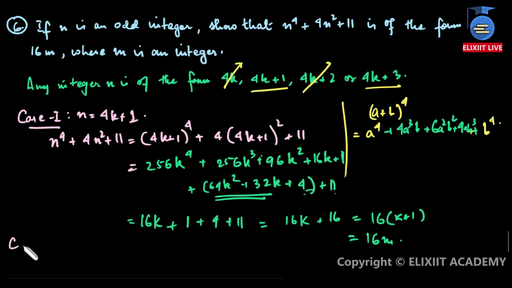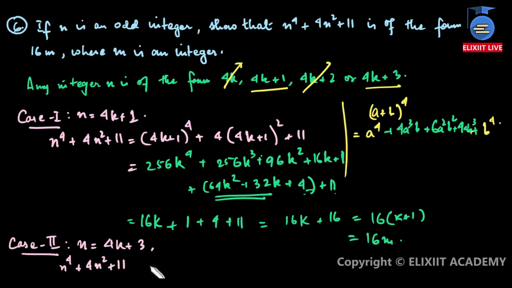Okay, for case 2, what you have to do is simply put n equals 4k plus 3. If you put n equals 4k plus 3, then n to the power 4 plus 4n square plus 11 becomes (4k plus 3) whole to the power 4 plus 4 into (4k plus 3) whole square plus 11. Same logic, you can now simply prove this.